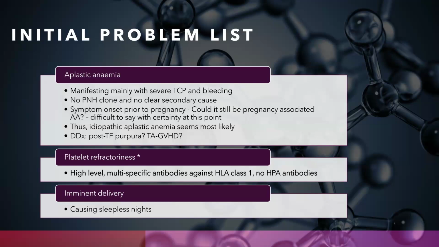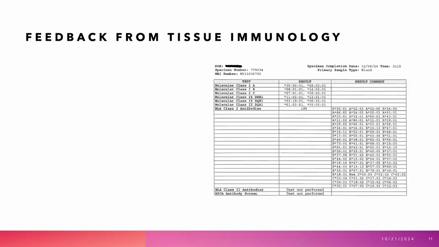The patient did not show any of the typical features of TA-GVHD and is still alive today, so that was clearly not the cause. But we concluded that she did have alloimmune platelet refractoriness because of the presence of high-level multi-specific antibodies against HLA class 1, and there were no HPA antibodies present on 2 occasions. And then, of course, this imminent delivery, which was causing everybody sleepless nights.